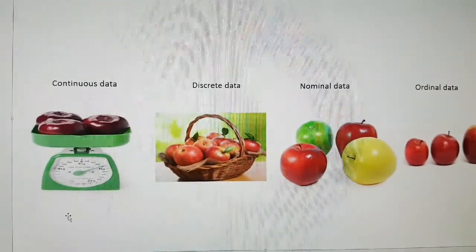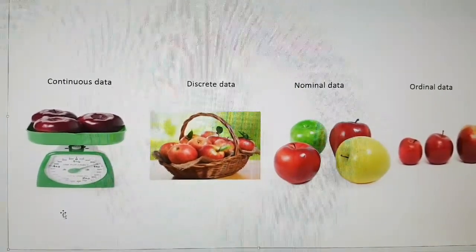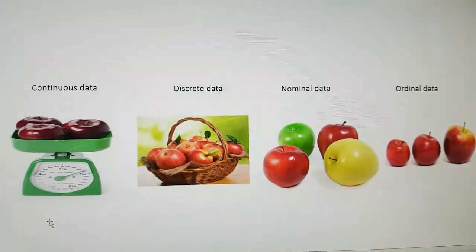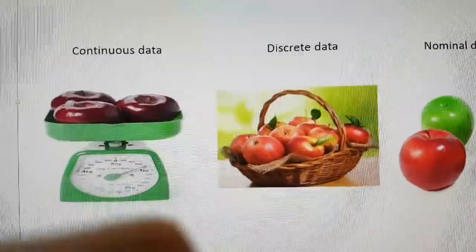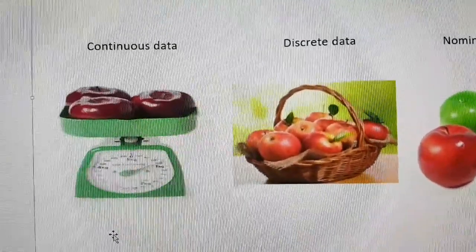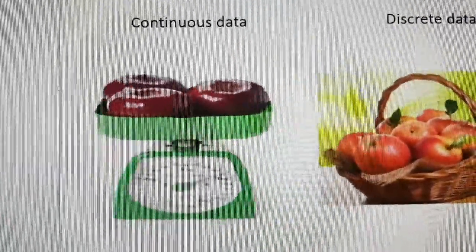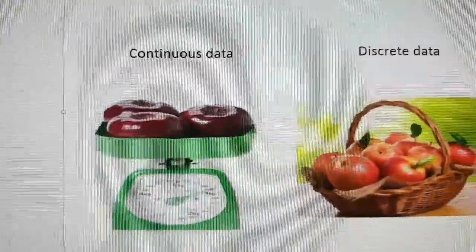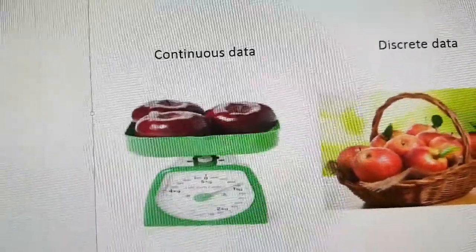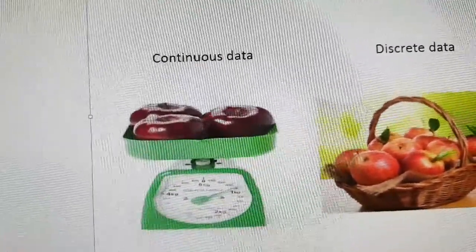Okay, we'll see a very basic example for the classification of types of data. In the first one, I'm going to measure the weight of these apples. It's around 900 grams. So this comes under which type of data? Continuous data, because it is measurable.